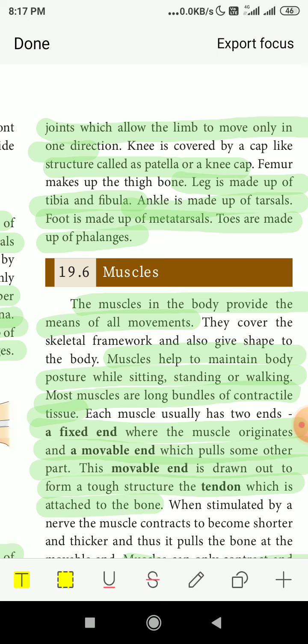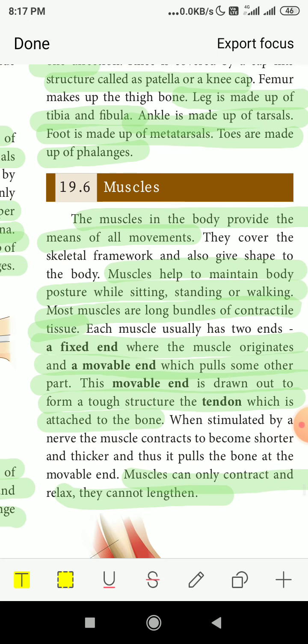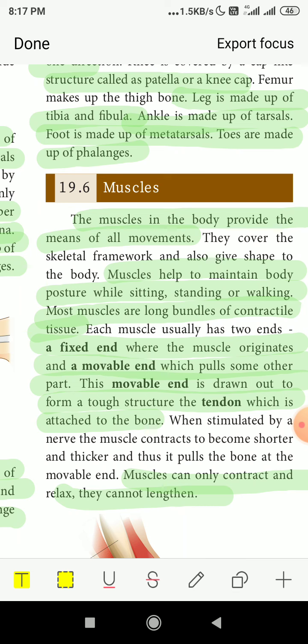Now the next topic is muscles. If only the bones are there and there are no muscles, we cannot do any movement in our body. So muscles play an important role in movement. The muscles in the body provide the means of all movements. Muscles help to maintain body posture while sitting, standing and walking.